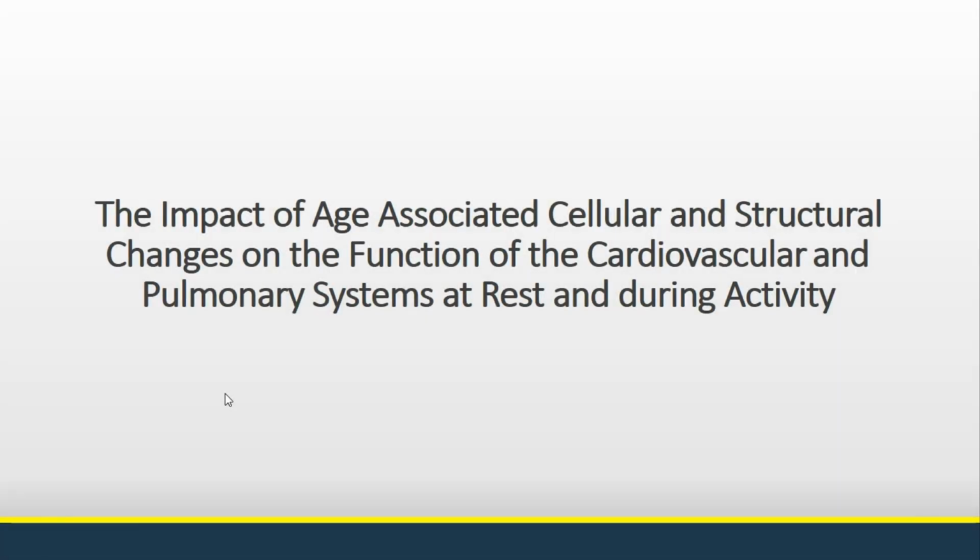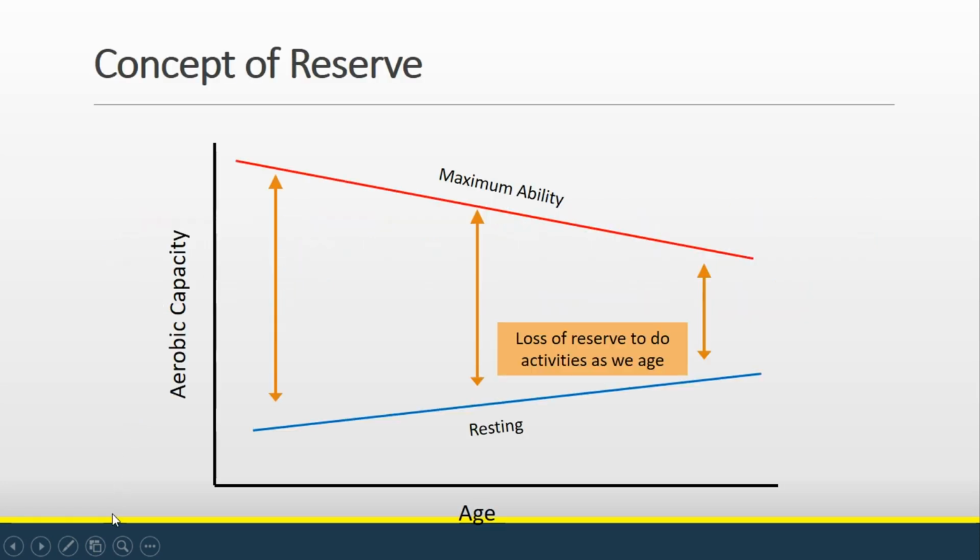Now let's go through and talk about the age-associated changes when it comes to function in the cardiovascular and pulmonary systems. So in your handout, you have the table that summarizes this information. I'm only going to hit the highlights. I want to show you a couple figures that may help you understand the concepts better.